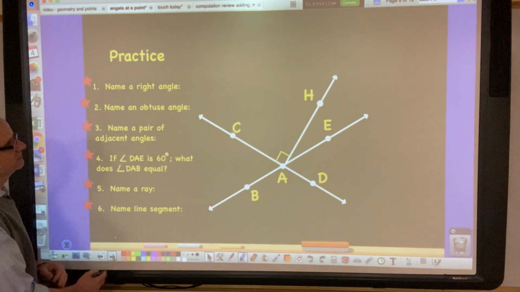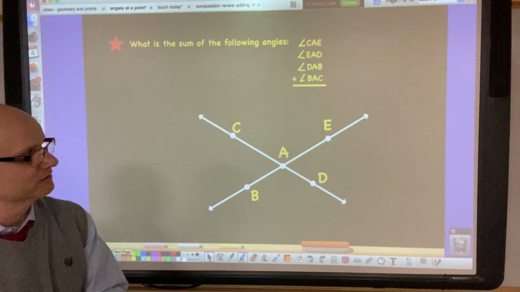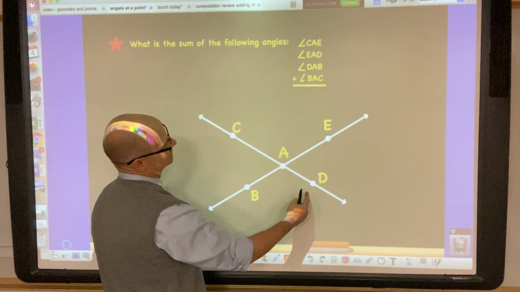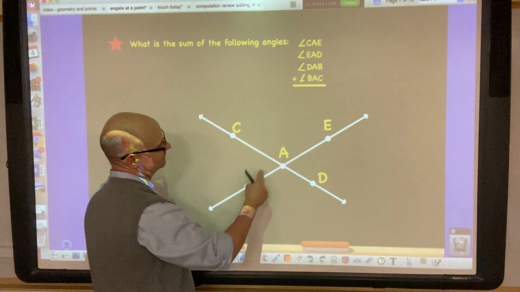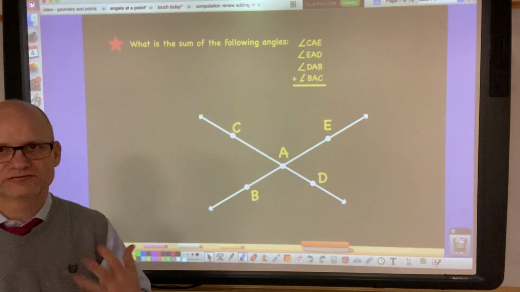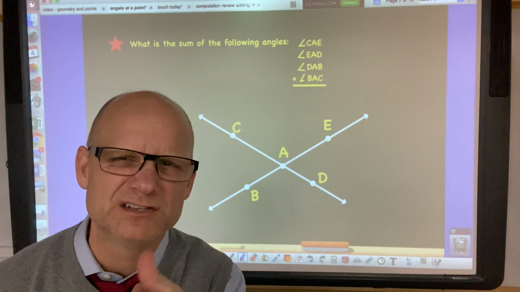And then the last thing I want you to do is answer this. What is the sum of the following angles? You don't need a protractor for this, but if you measured this angle and then measured EAD, and then DAB, and then BAC, the sum of those four angles together must equal how many degrees? I bet you know that.